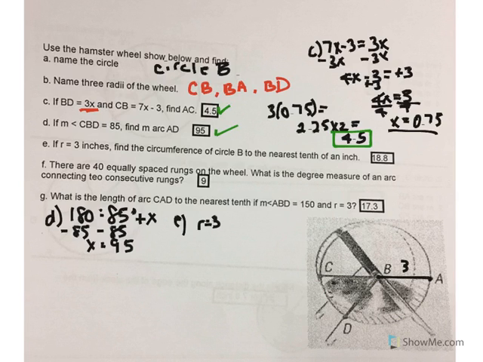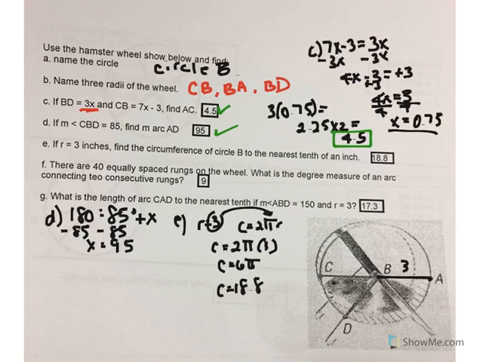So if we have the radius, and we know that the equation for circumference is 2 pi r, we can put this value of r into the equation. We get c equals 2 pi times 3. We get c equals 6 pi. Let me multiply that out. And we get c equals 18.8, which we have up here. So we're good.